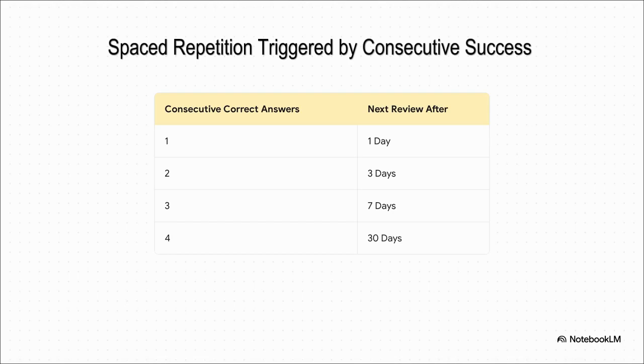So this is where the app gets really smart. It completely automates those just right review moments for you. Check this out. You get an answer right once, you'll see it again tomorrow. Nail it a second time, and the app waits 3 days. Get it right a third time, now it's a week. You see the pattern, right? The gap gets bigger and bigger automatically. It's a super efficient system called spaced repetition, and it's all done for you.